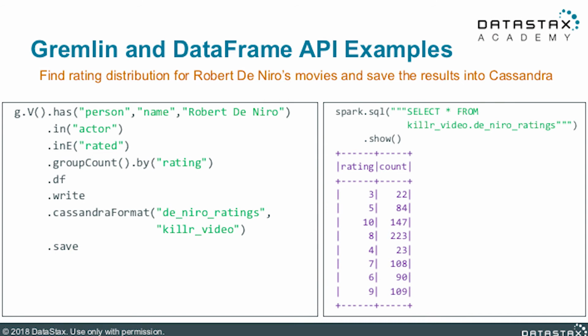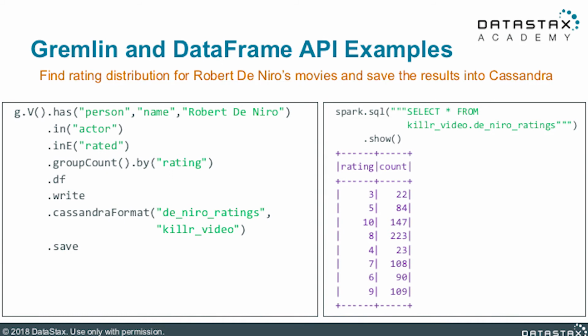Now let's go a bit further. Let's save the result of our analysis of Robert De Niro's movie ratings into a Cassandra table. We should assume that we already have Cassandra keyspace killrvideo and empty table de_niro_ratings with columns rating and count. The traversal itself should look familiar. There is a Gremlin part where we compute the rating distribution and the data frame part which uses Spark Cassandra connector to save the results to Cassandra. If the saving to Cassandra code looks new to you, consider taking our course on DataStax Enterprise Analytics with Apache Spark on DataStax Academy to learn more.